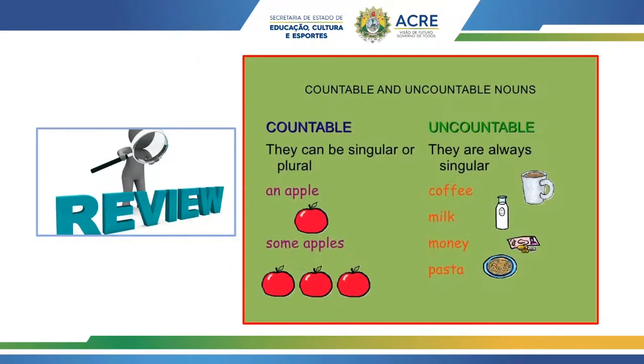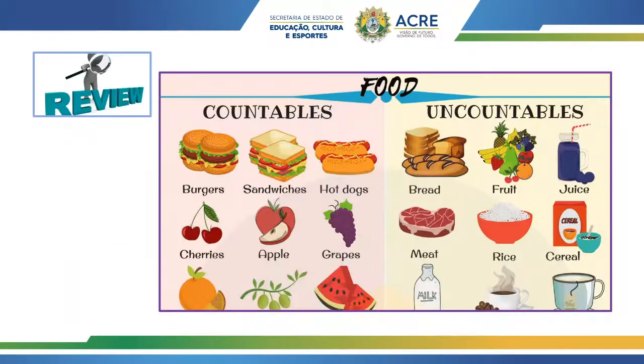Now, let's review countable and uncountable nouns. Countable, they can be singular or plural. An apple, some apples. Uncountable, they are always singular. Coffee, milk, money, pasta. Okay, here we can see more examples.